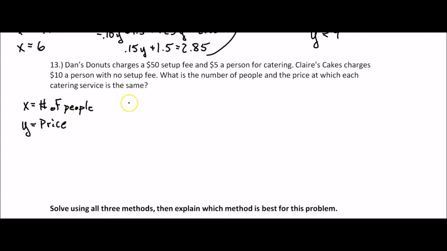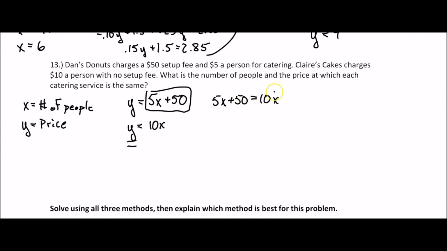So in other words, for Dan's Donuts, y equals, well, it says it's $5 per person plus the $50 setup fee. For Claire's Cakes, y equals $10 per person plus no setup fee. So these are my two equations. And really for this one, solving by substitution is the way to go. I already have y equals this. I can substitute it in for y in the second equation. So I get 5x plus 50 equals the 10x. And I'm going to solve. I subtract that 5x from each side.